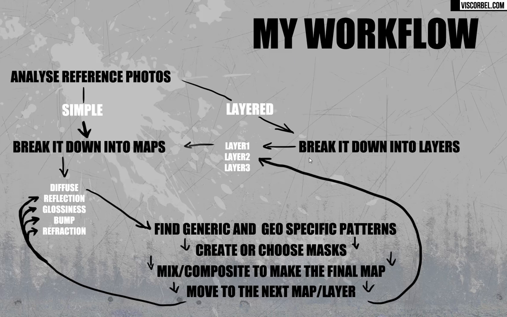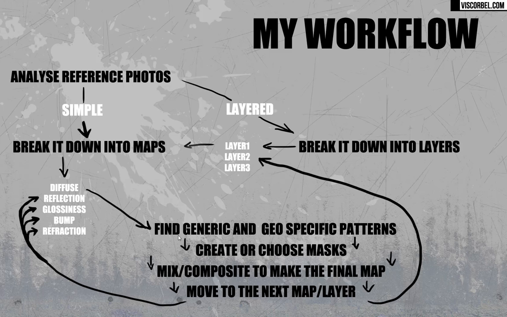Okay, so if the material is layered, just break it down into layers and then one by one start with the first layer and break it down into maps. If the material is simple, you just break it down into maps right away. So try to figure out how the diffuse, reflection, refraction and bump maps should look. And for each map, try to find some generic patterns that are repeated all over the object, and the geometry specific patterns that are concentrated along the edges, for example, or patina concentrated in the occluded areas or concave areas. And then I create or choose masks to create those patterns.